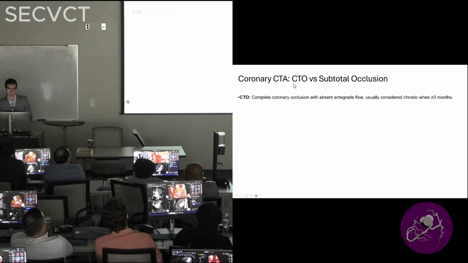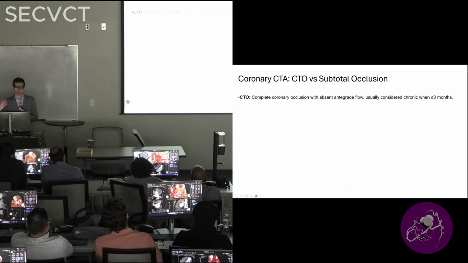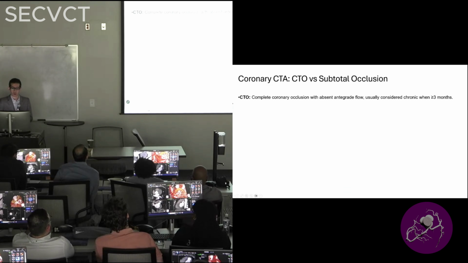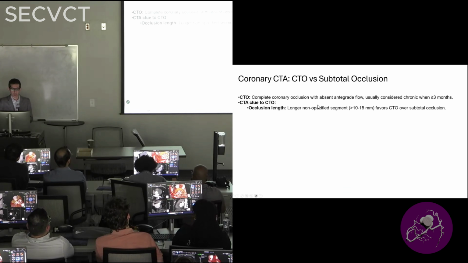So the question that comes to mind is CTO versus subtotal occlusion. There are a lot of different ways we can try to use it together. One, by definition in a CTO, the distal segment has to fill distally from collaterals or something. To call it a chronic total occlusion, it usually has to be three months or more. But there are some clues we use.